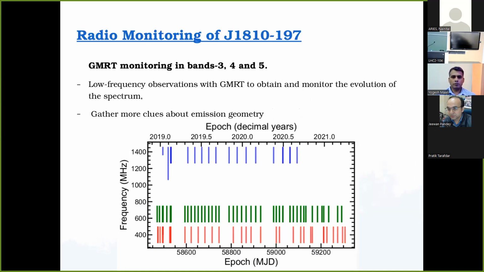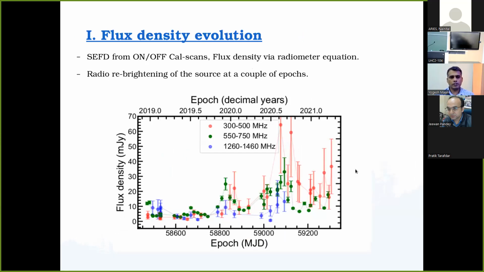So this is just a summary of our observations, which shows whenever we observed this source and the frequency ranges in which it was observed. The first property is the radio flux density, and you see here three colored points. The color convention is: red is for the lower frequency range, 300 to 500 megahertz; green is for the medium frequency range, 550 to 750 megahertz; and blue is for the slightly higher frequency range, that is in L band.